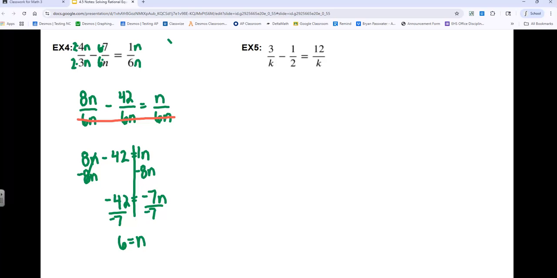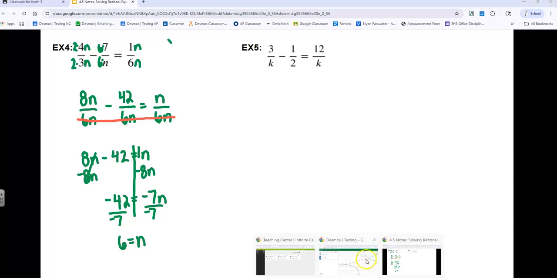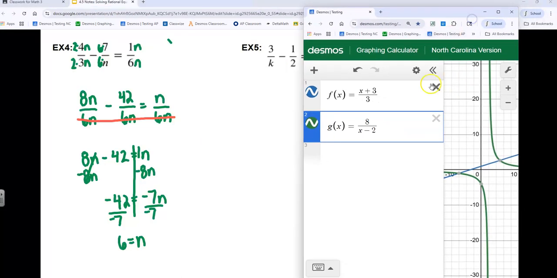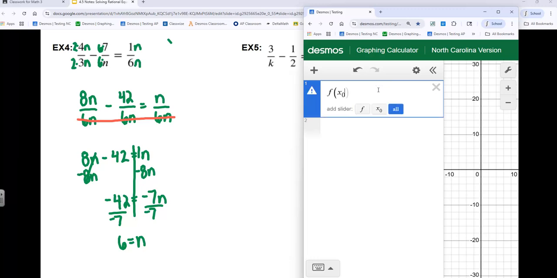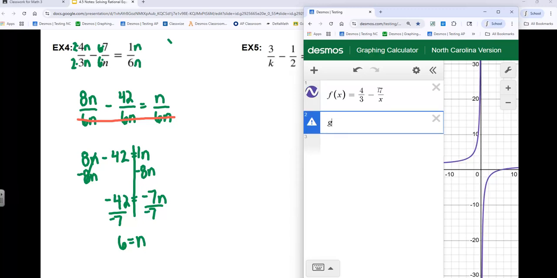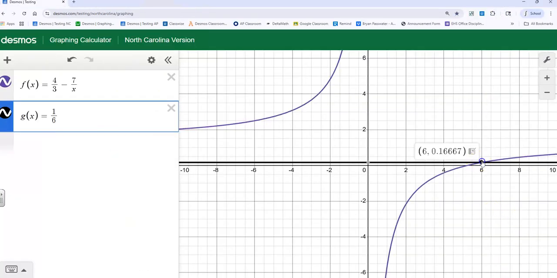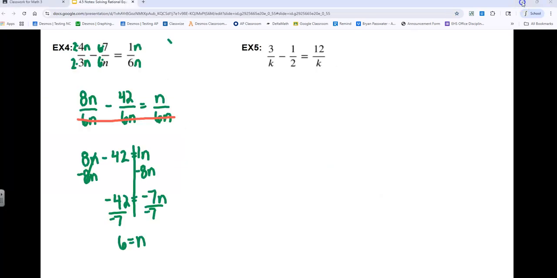Now, I want to check all of these on Desmos, every single one. So if I pull up Desmos here, I'm going to say f of x equals 4/3 minus 7/n. Oh, use an x, don't use an n. And then g of x equals 1/6. And if I look at that graph right there, they cross right there at 6 for that. So that is my correct answer.